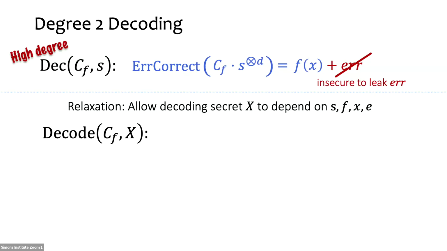It can depend on the secret key S, it can depend on the function evaluated, it can depend on the original input, it can depend on the original noise. In other words, we just need to create a decoding secret that is tailor-made for opening just one output ciphertext C of F, and it is not for general purpose. With this relaxation, we hope for very simple degree 2 decoding. Sorry. Yeah.